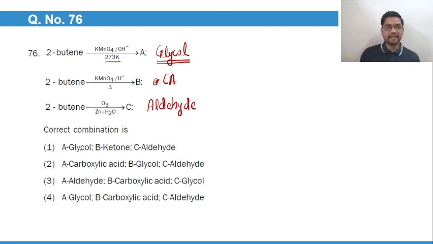So A is glycol, 2 and 3 are out of scope. B is ketone, B is carboxylic acid. So this is gone. 4th is the right answer.